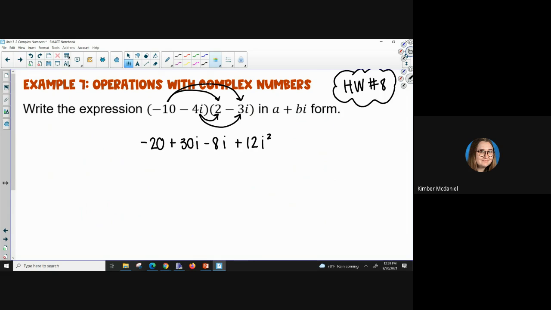At this point, I'm going to replace i squared with negative 1. Because again, you guys know that that's my personal preference. If you want to combine like terms and then do that, you can. But I'm going to replace i squared with negative 1. So I have negative 20 plus 30i minus 8i plus 12. And then I'm substituting negative 1 in for i squared. Again, be careful here that you're putting parentheses around it and you're multiplying it. Every single year, I have kids that just put minus 1 at the end, and then they would put positive 11 there. You have to multiply it. So 12 times negative 1 is going to give me negative 12 at the end.